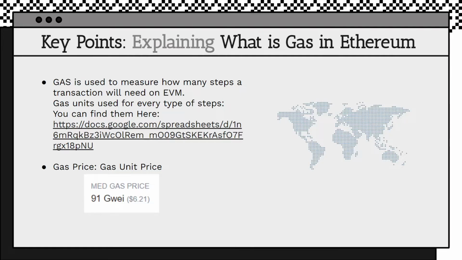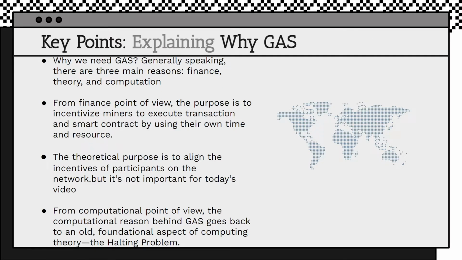But why do we need gas? Generally speaking, there are 3 main reasons: finance, theory, and computation. From the finance point of view, the purpose is to incentivize miners to execute transactions and smart contracts by using their own time and resources, as the miners will receive the block reward plus fees.